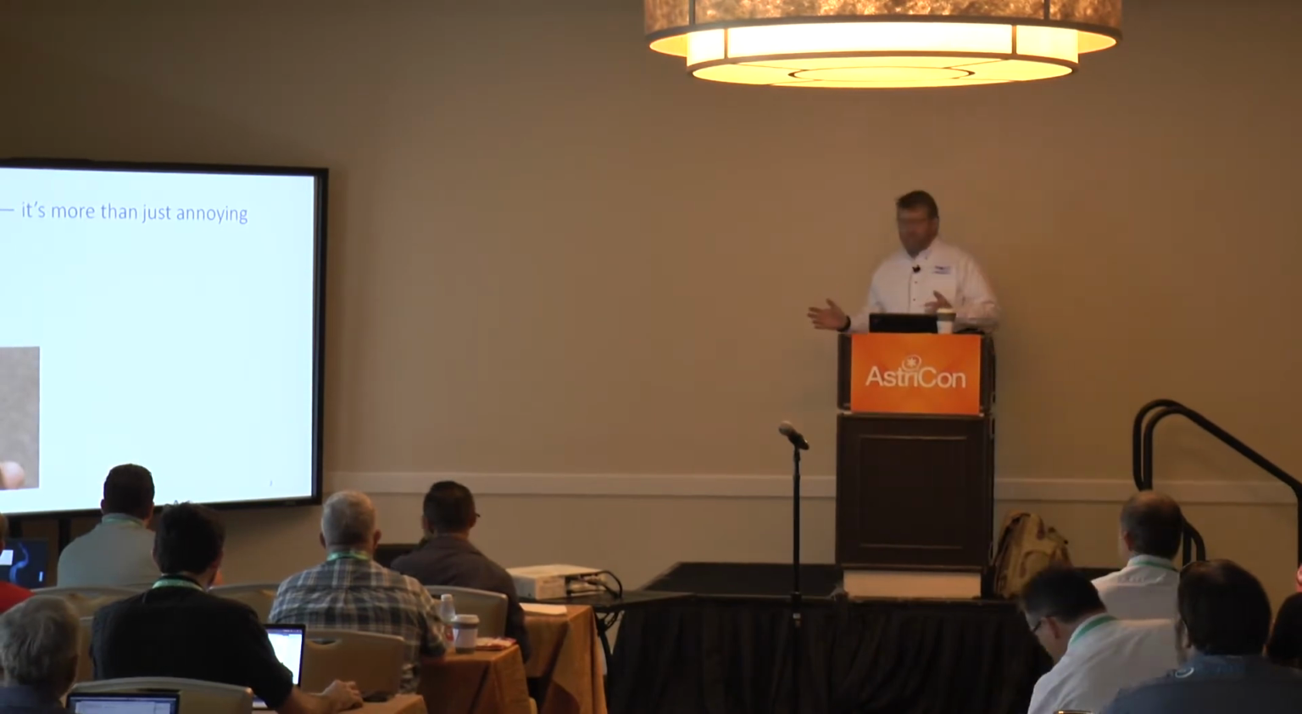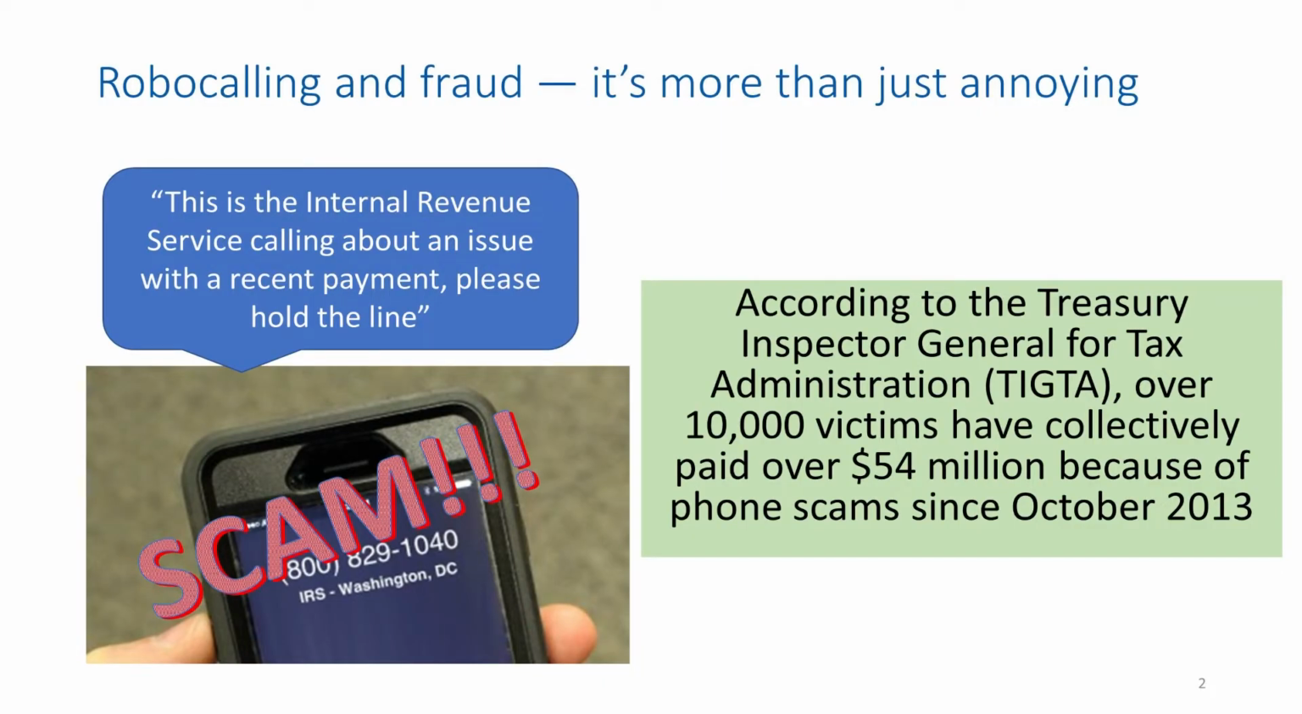So robocall fraud, it's more than annoying. What we're seeing now are situations where, by falsifying caller ID, individuals see telephone calls like this one: an 800 number that says it's from the IRS, and an announcement says, this is the Internal Revenue Service calling about an issue with a recent payment. Please hold the line, and then they're connected with an agent. The agent tells this individual that something happened with their tax check and they need to wire money immediately, go to Western Union or use an Apple Pay card, whatever it might be, to send money. And of course, this is entirely a scam. The IRS does not call you, but unfortunately, people fall for this.